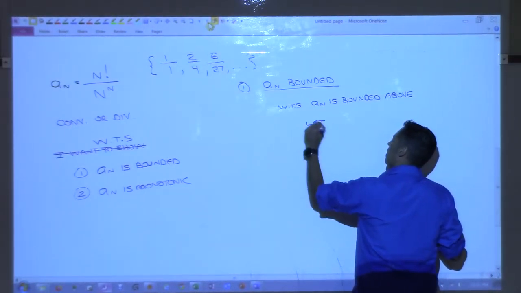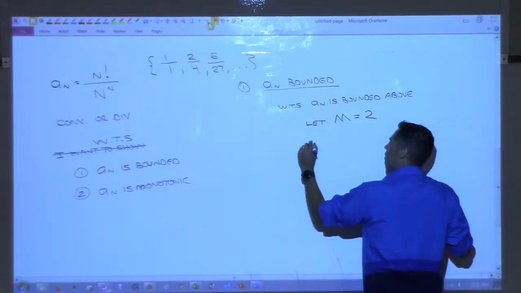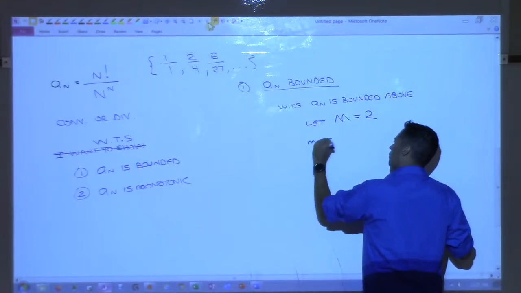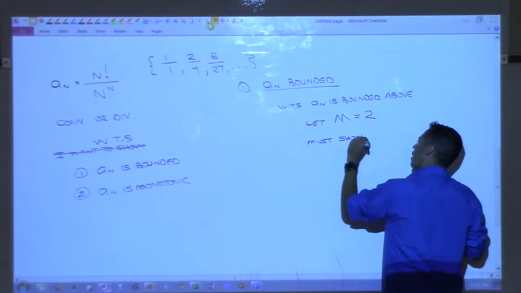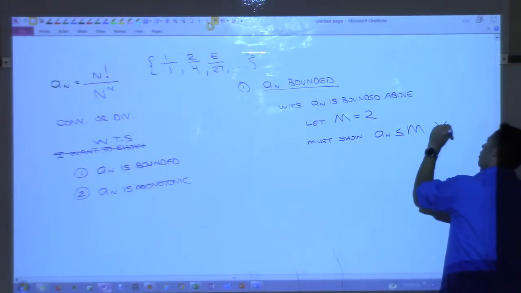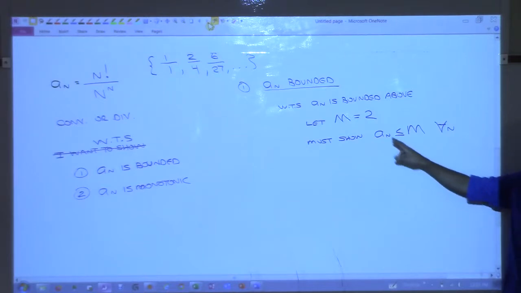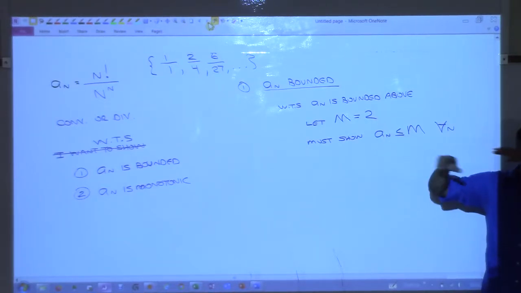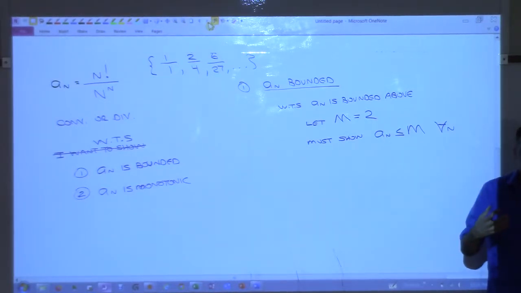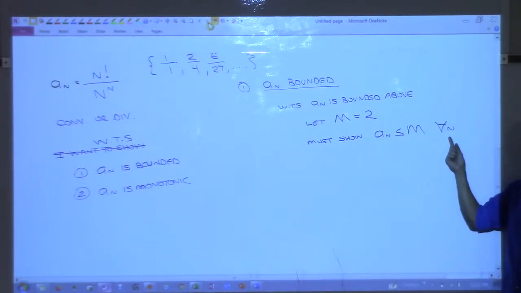Let capital M be equal to 2. Must show a sub n is less than or equal to capital M for all n. So what I'm saying is, I'm going to choose 2 to be this upper bound. And now what I have to show you is that my sequence is always smaller than that number for any n you ever plug in.